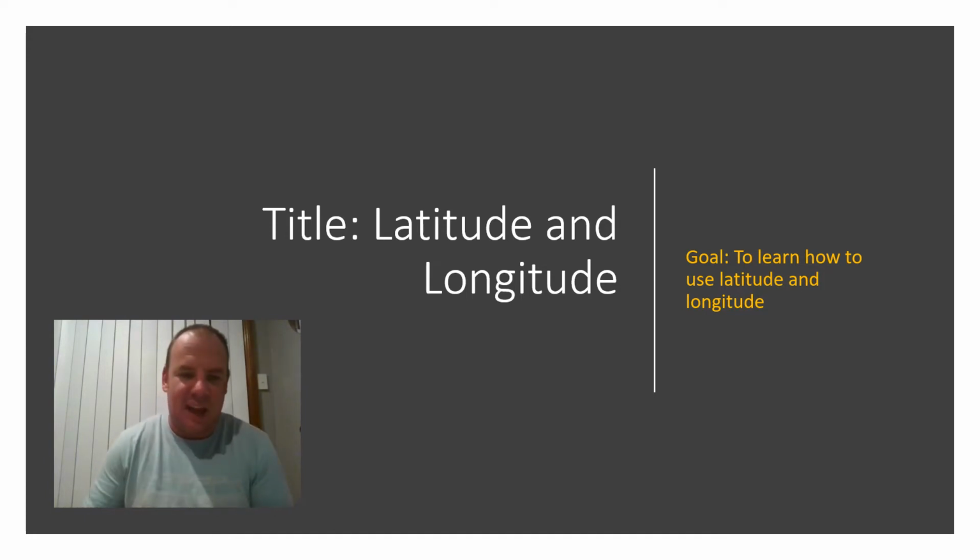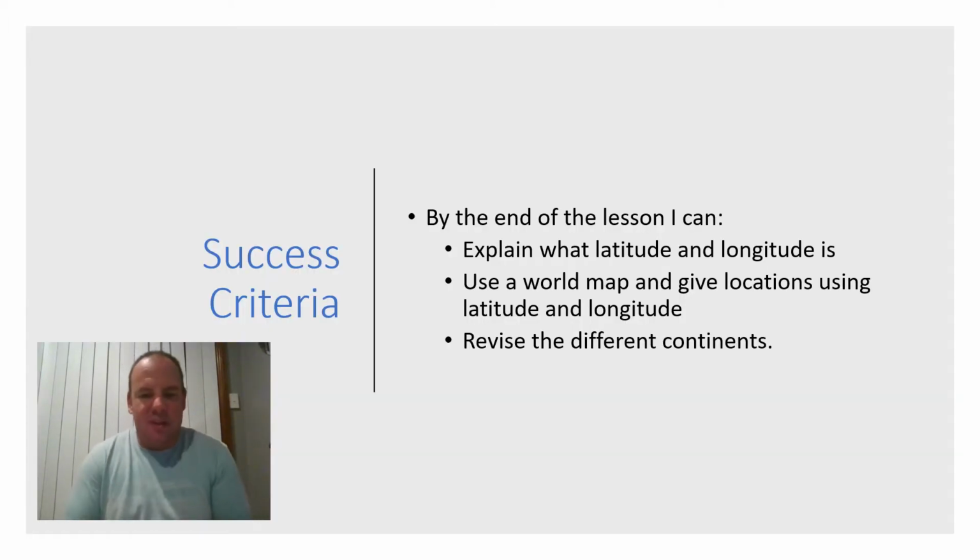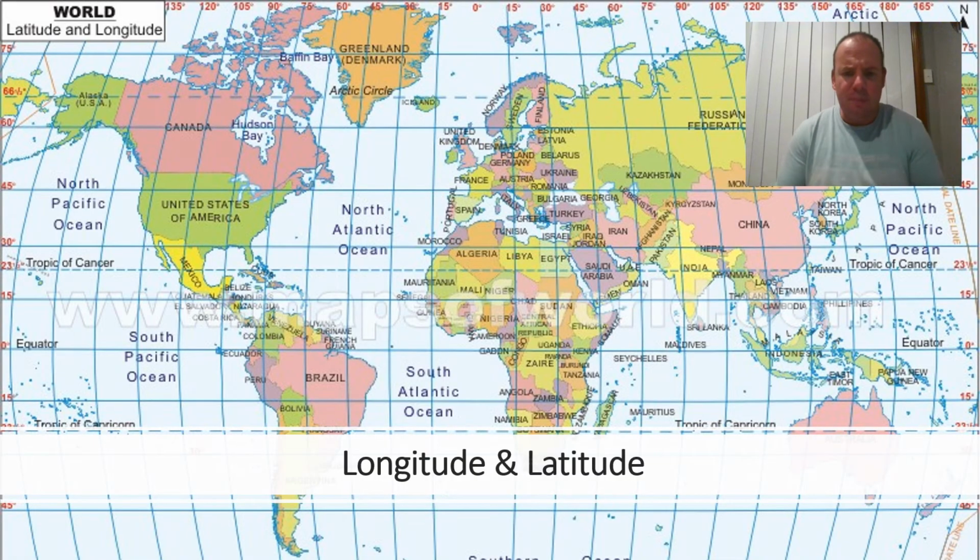By the end of the lesson, I want you to explain what longitude and latitude is, use a world map and give locations using latitude and longitude, and then revise the different continents. So let's start first of all with that first dot point, and let's see if we can explain what latitude and longitude is.